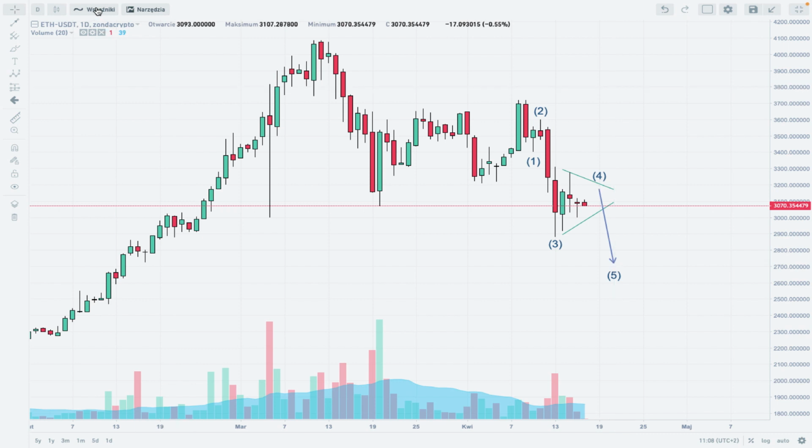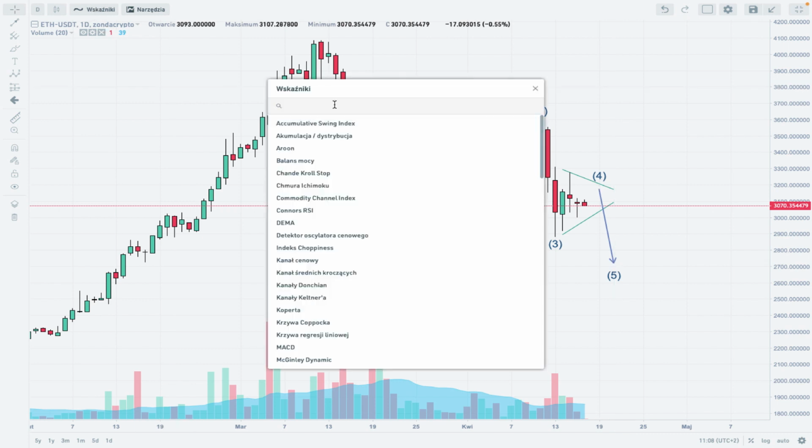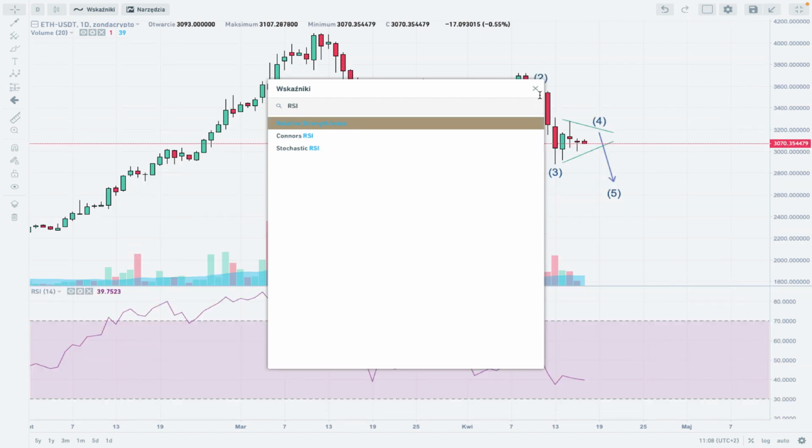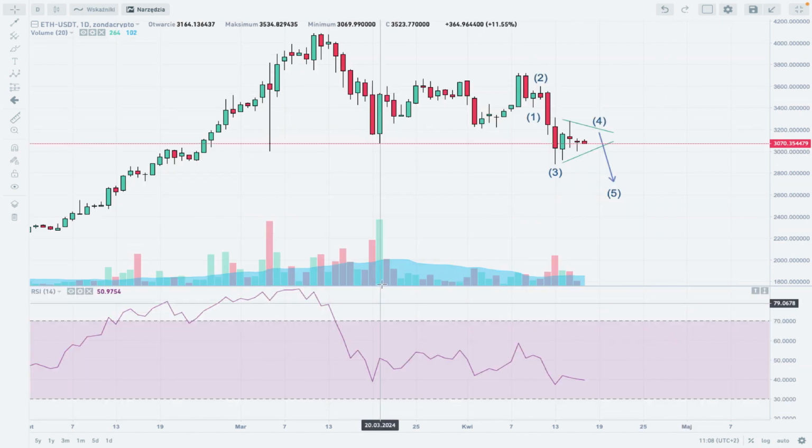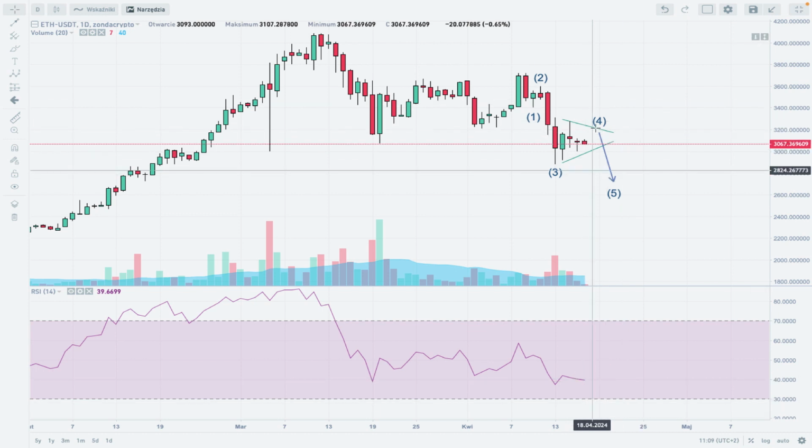If we adjust one more indicator here, RSI, if we just take a look at this, we can see that the bears are in charge of this market. We are now testing the level of 40 again. The market is weak, the momentum is weak, bears are in charge of this market. There is still room to the downside here. There is definitely room to the downside here.